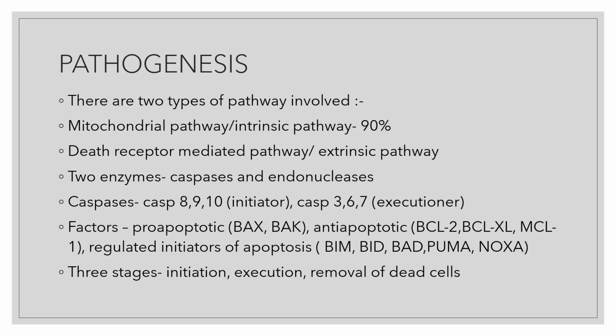There are three factors that are associated with the pathogenesis. One is the pro-apoptotic factors, that is BAK and BAX. The next is the anti-apoptotic factors, that is BCL2, BCL-XL, MCL1. Next is the regulated initiators of the apoptosis. Under that would come BIM, BID, BAD, PUMA and NOXA. Then there are three stages of pathogenesis: the initiation stage, the execution stage and the removal of the dead cell.